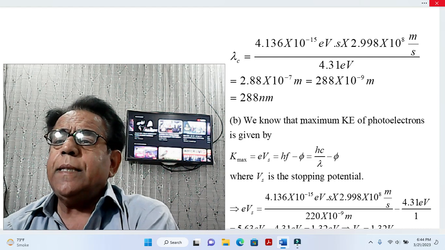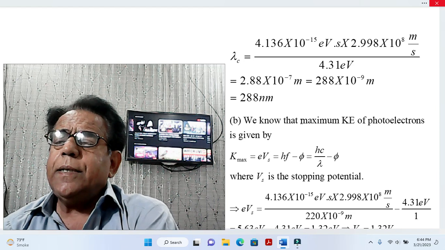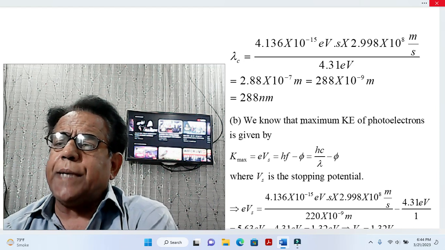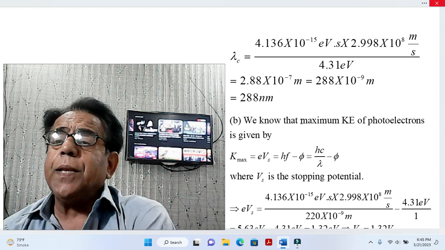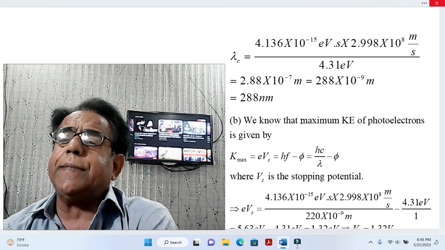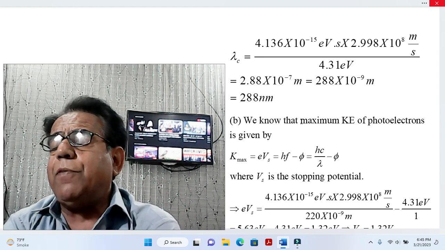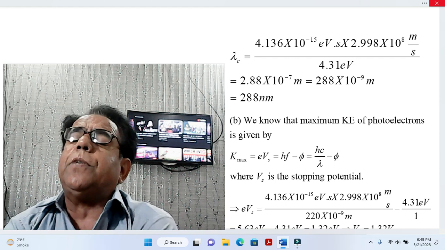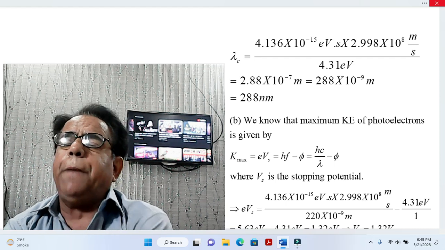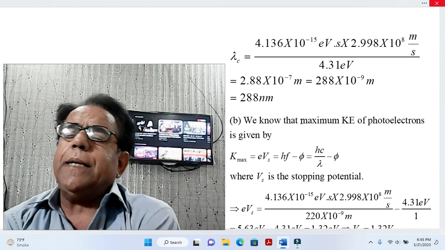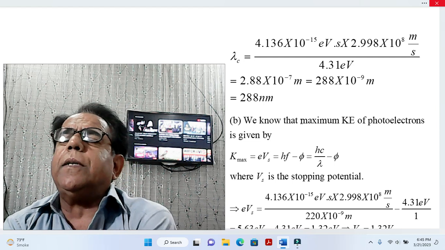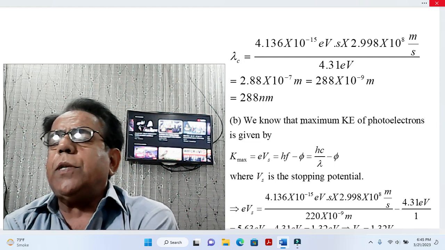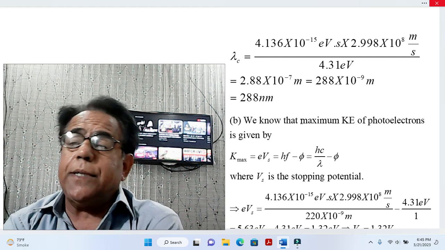Okay, that is to say differences of multiples of 10 raised to the power 3. Okay, 10 to power 3 or minus 3, 10 to power 6 or minus 6, 10 to power 9 or minus 9, 10 to power 12 or minus 12, 10 to power 15 or minus 15, 10 to power 18 or minus 18, 10 to power 21 or minus 21, 10 to power 24 or minus 24.